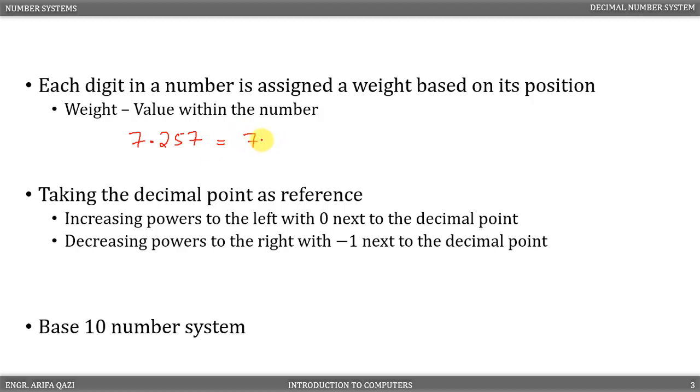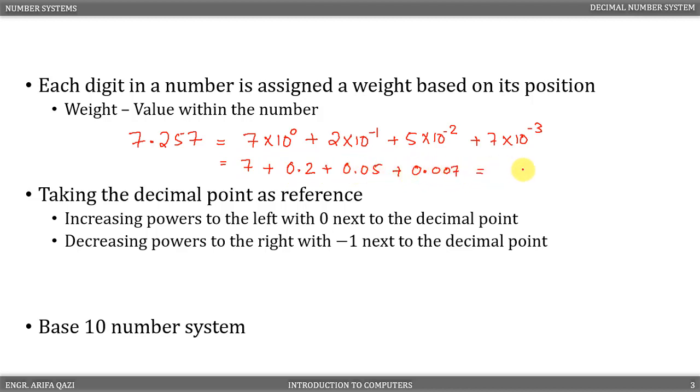7.257 is actually equal to 7 times 10 raised to 0 plus 2 times 10 raised to -1 plus 5 times 10 raised to -2 plus 7 times 10 raised to -3. And this would actually turn out to be 7 plus 0.2 plus 0.05 plus 0.007, which will actually be equal to 7.257. This whole concept is summed up at this point. If we take the decimal point or the radix point as reference, we increase the powers to the left with 0 next to the decimal point, as we discussed in the case of whole numbers.